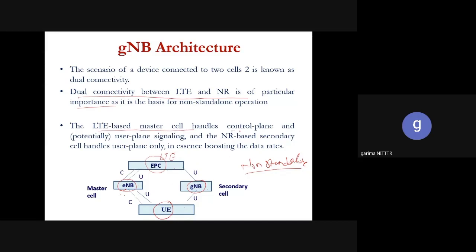This LTE based master cell will handle all the control plane functionality. It means the connection setup process and all those setups are handled by the control plane, and user plane signaling. The NR based secondary cell handles the user plane signaling. So user plane and control plane parts are handled by EPC or eNodeB, and only the user plane, it means once you have a connection and access to the network, the network you will use is provided to boost the data rate by the NR based cell. So this LTE cell is called the master cell, and this gNodeB cell is called the secondary cell.